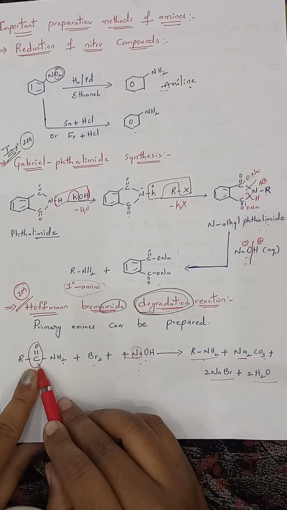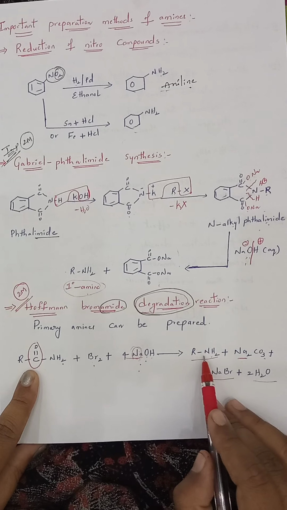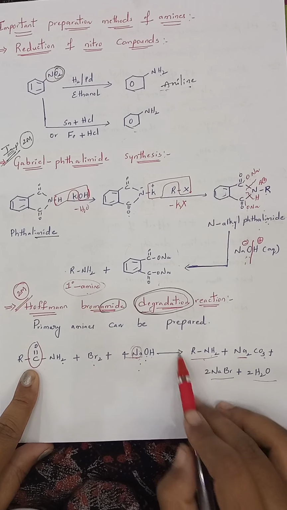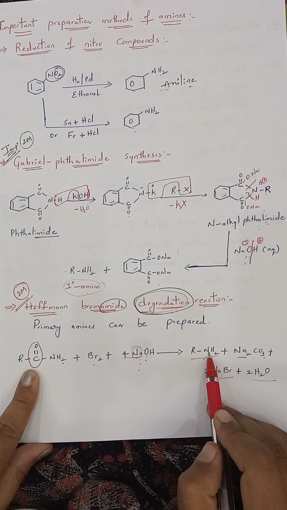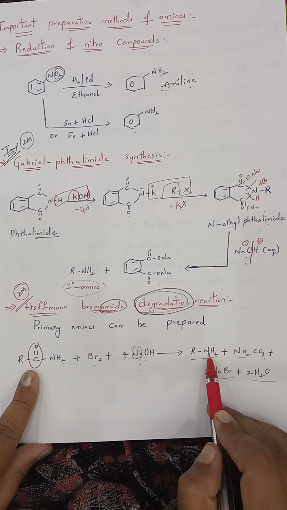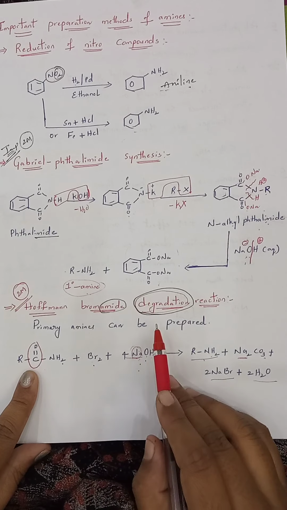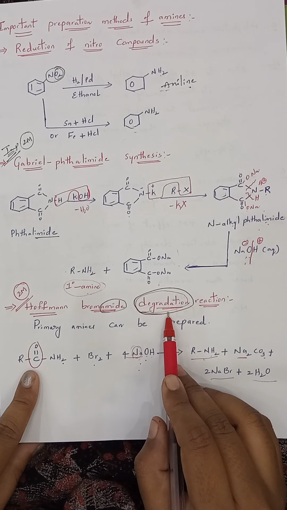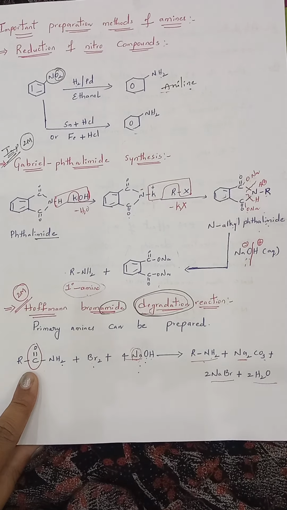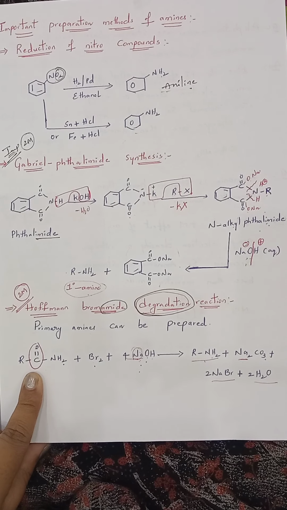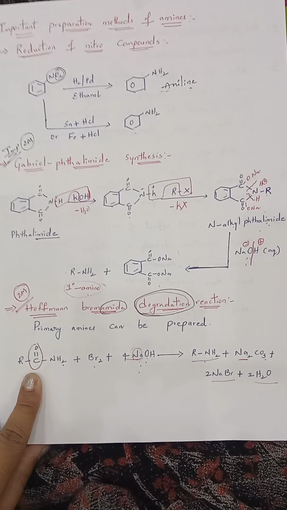Here you may see the carbon, the presence of this carbon, but here that carbon is not present. That means here we got an amine which contains one carbon atom less than the reactant. That's why it is said to be a degradation reaction. Okay. Now we'll see the most important chemical properties of amines.